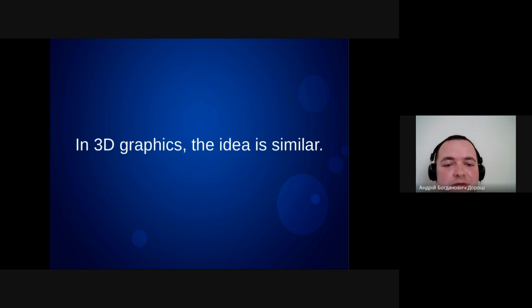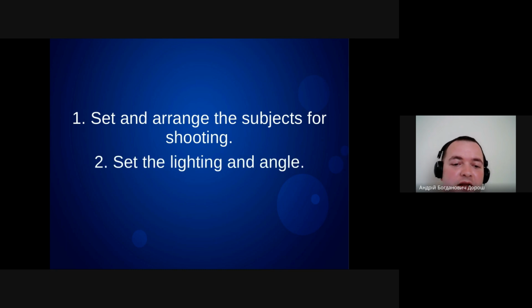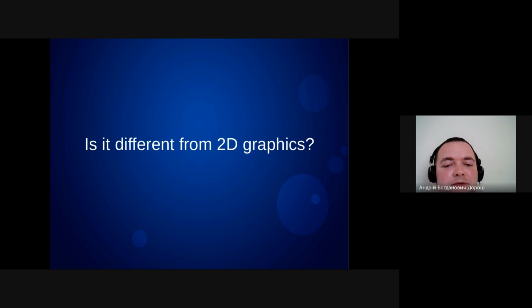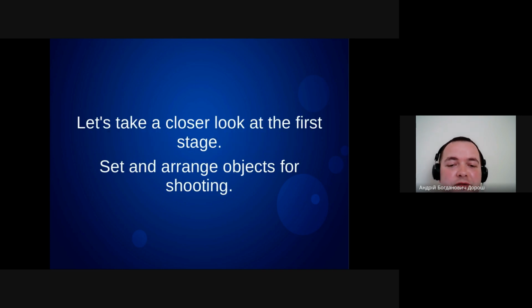So in 3D graphics, the idea is similar. The first thing is to set and arrange the subjects for shooting. The second one is to set the lighting and angle. So is it different from 2D graphics? Well, let's take a closer look at the first stage: set and arrange objects for shooting.